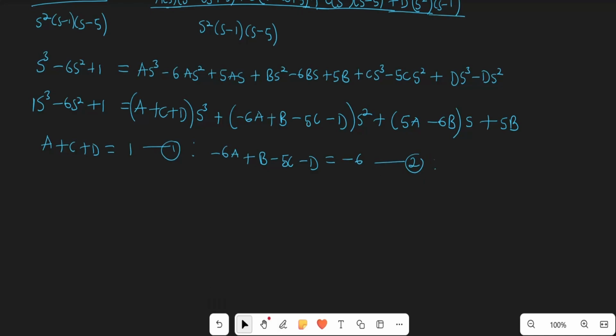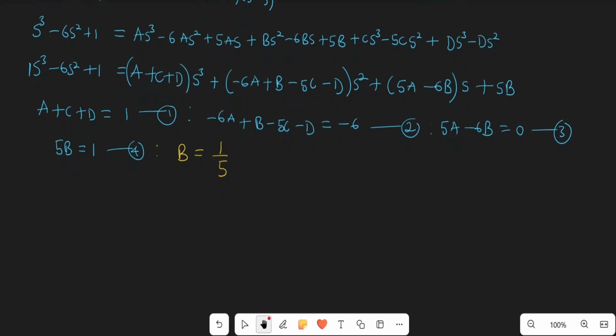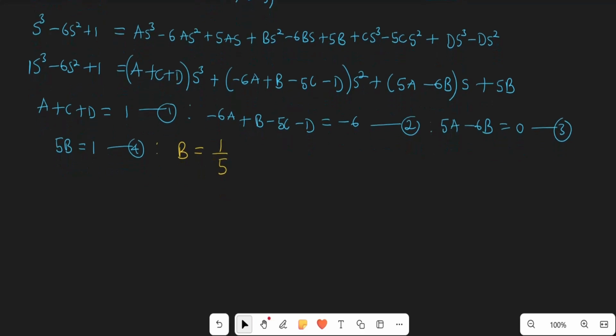Now what about equation 3? Equation 3, 5A minus 6B, that is the coefficient of S on the right hand side. On the left we don't have the coefficient of S, and that is equal to 0. You can call that equation 3. And now the constant term on the right hand side is 5B, and the constant term on the left hand side is 1. So that is what we have. This is equation 4, right? So from equation 4 we can already find what B is. So B in this case is just 1 over 5 from equation 4. So we have found B from equation 4. Now we can plug that into equation 3 to find the value of A.